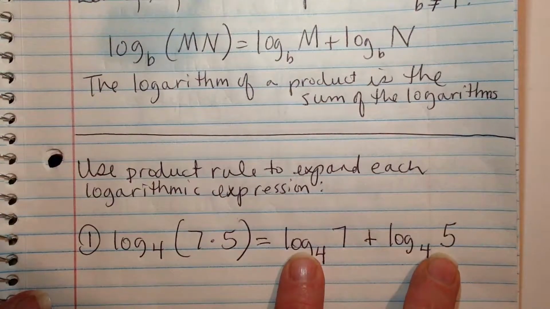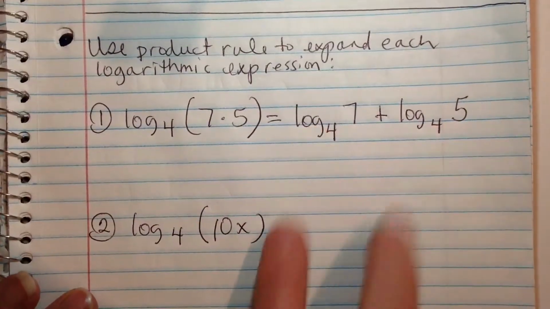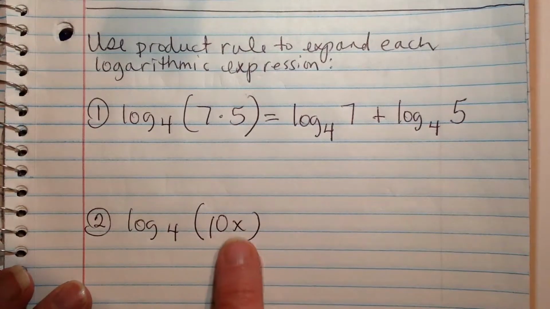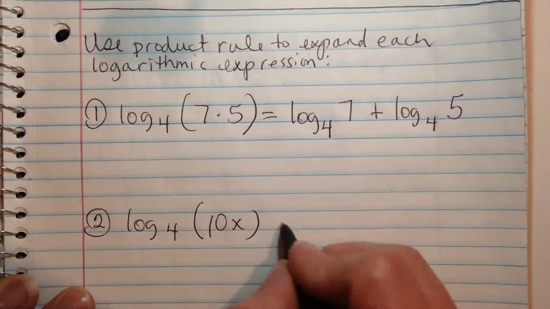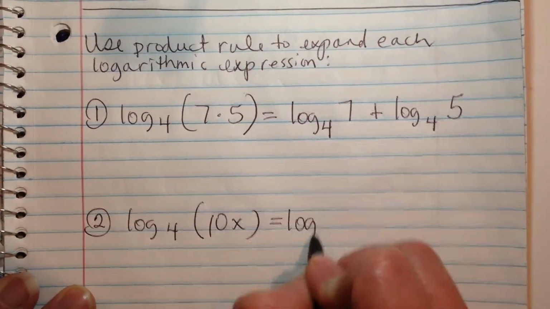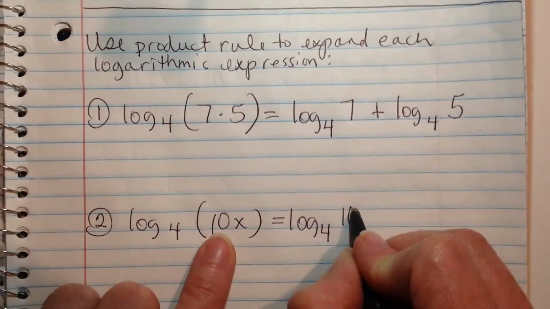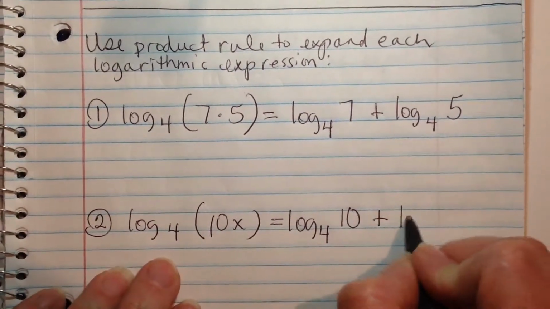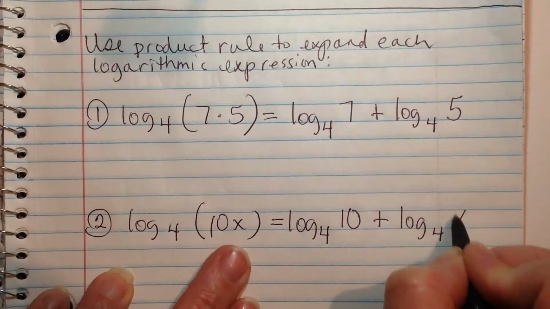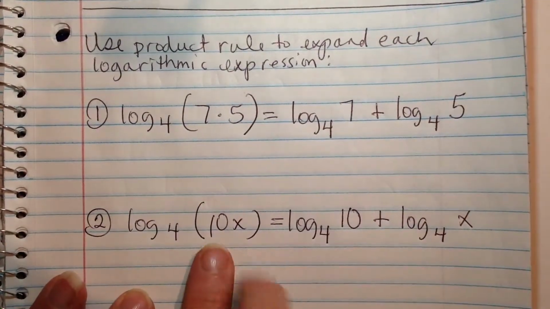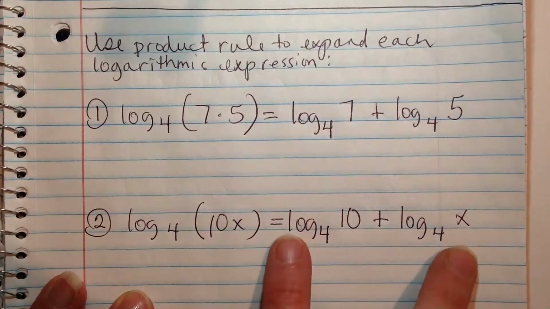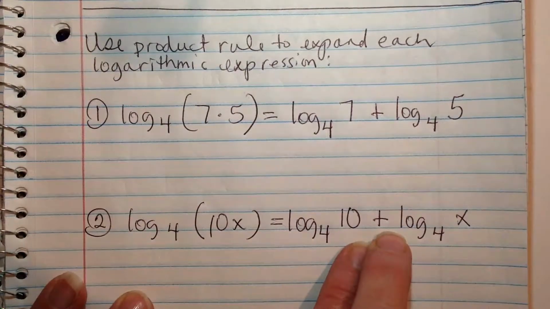That's your product rule. Let's use another product rule to expand. This is 10 times x. This is equal to log base 4 of 10 plus log base 4 of x. The product was 10 times x. We separate them apart into a sum.